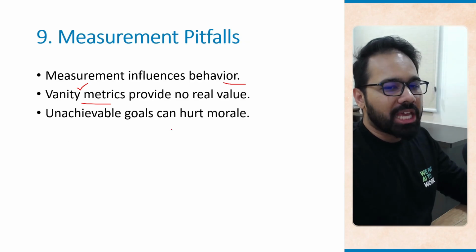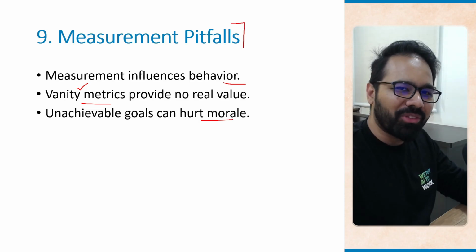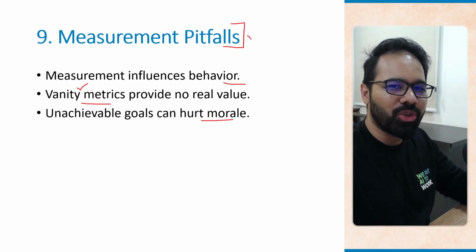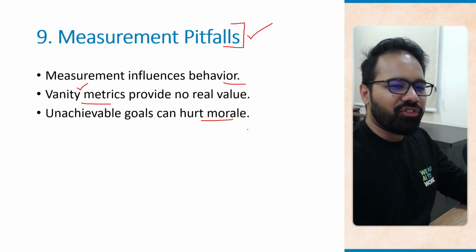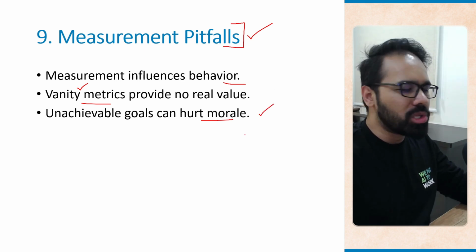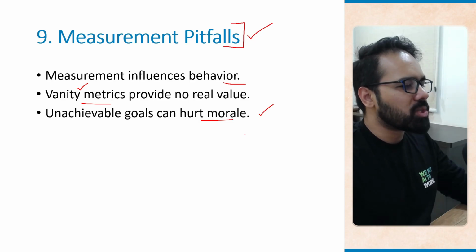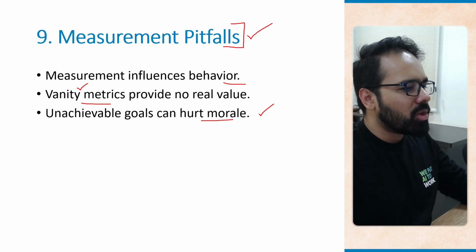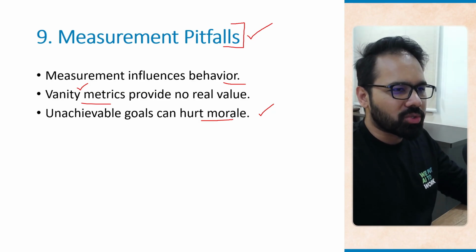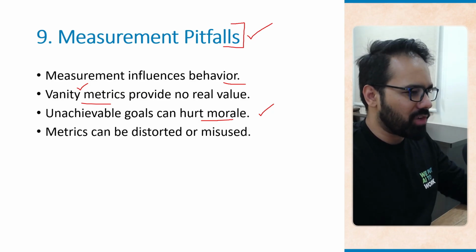Unachievable goals can hurt morale. Now, what are we talking about if you've forgotten? We are talking about some of the pitfalls of measurement. So if you measure the wrong stuff, it is actually a pitfall. If you have unachievable goals that you are measuring against, it can hurt the team's morale. So if the team is asked to finish 100 features in one sprint, repeated failure will reduce motivation. So if that's something that you do for 3 sprints, it is going to reduce the motivation, right?